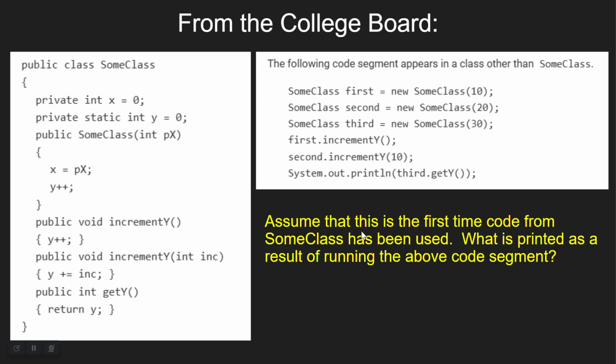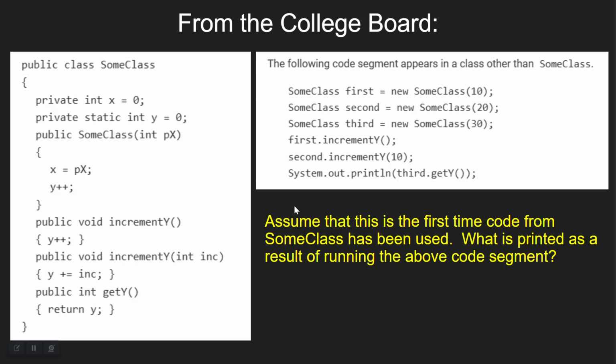So assume that this is the first time the code in Sum class has been used. What is printed as a result of running this code segment right here? You can see it ends with a print statement, and we are printing third.getY. So again, pause the video. Carefully read through what's going on here and then what's going on over here. Make a guess as to what you think is going to print, and then go ahead and return to the video, and we'll see what's going on.